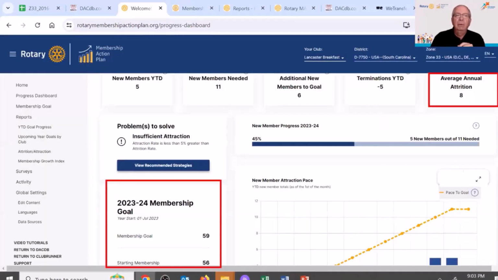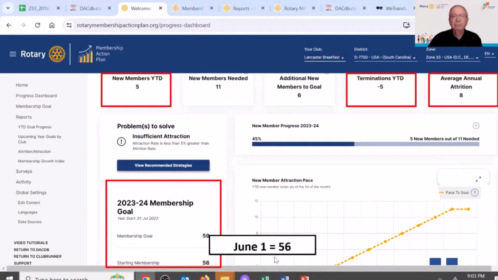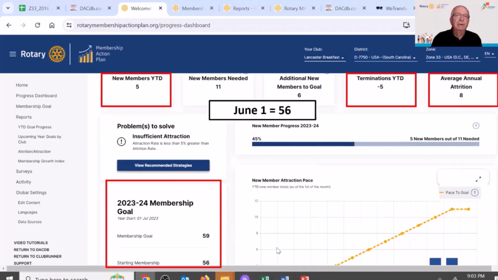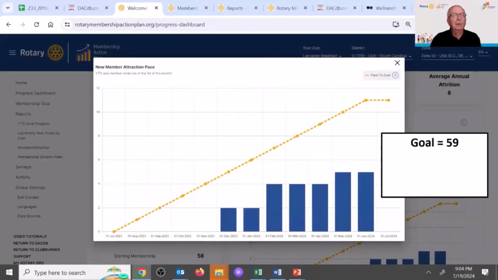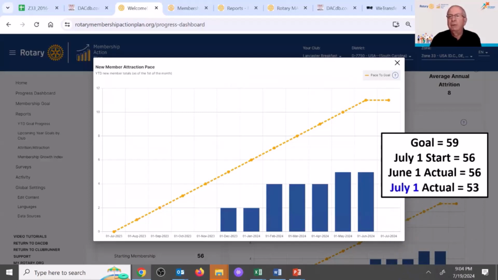Here's yet another club. Well, this is the last one I'm going to show you. Here's a club that has 5 new members year to date, terminated 5. They're at break even. And you'll notice, of course, that their June 1st member count was 56. Take a look at the graph explosion. Their goal was 59. Again, at this point in the year, they were at break even. Their July 1 start was 56. The June 1st actual is 56. But you know what? That attrition bug bit them, and they ended the year at 53.